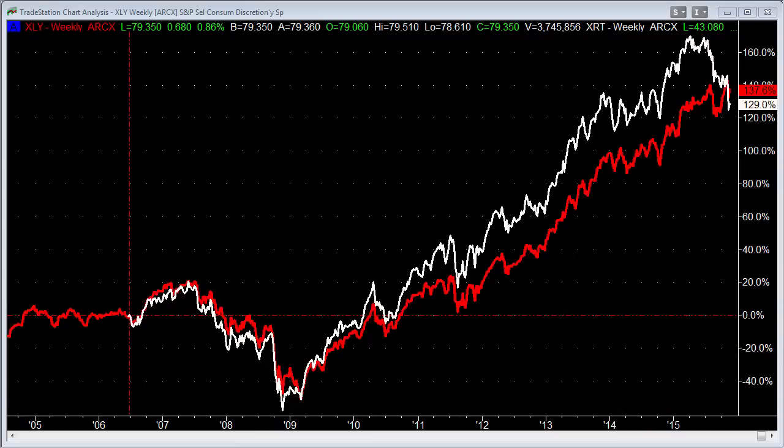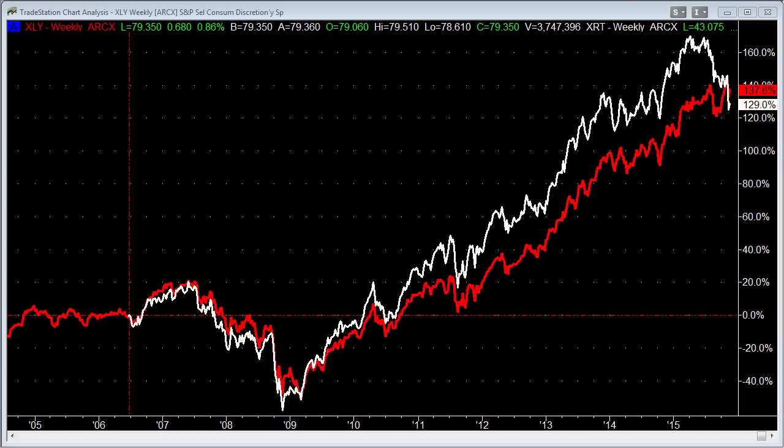All right, so with that, I'm going to take a look at two ETFs that both are, supposedly, a measure of how strong the consumer is. Those ETFs are the XLY, which is the consumer discretionary spider, and the XRT, which is the retail ETF.